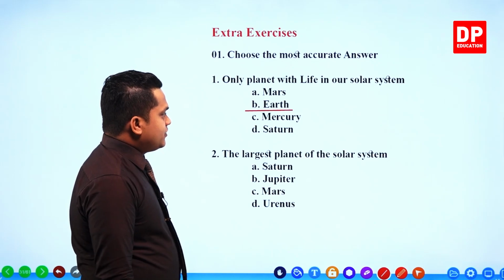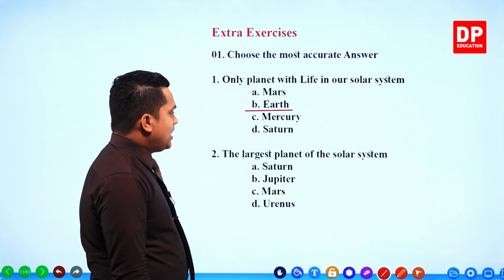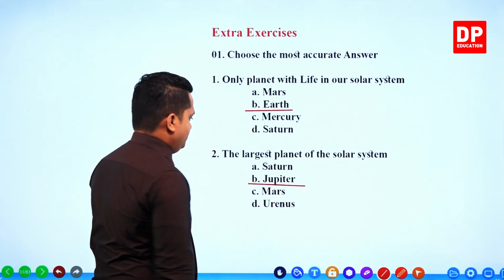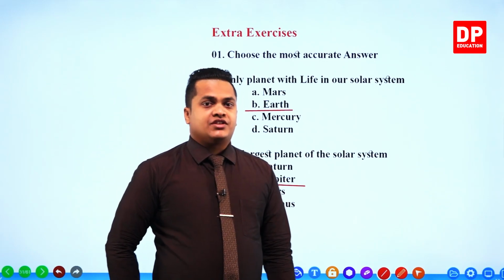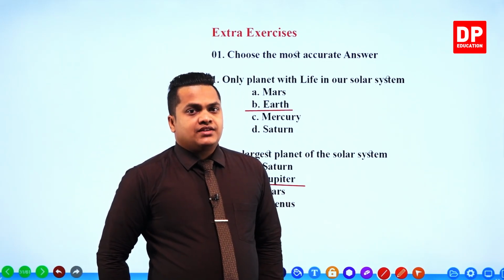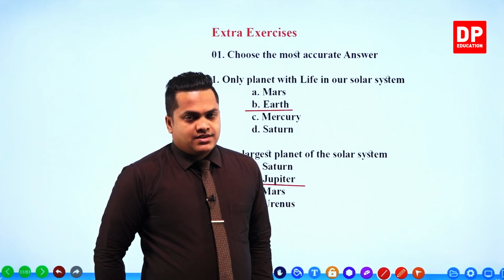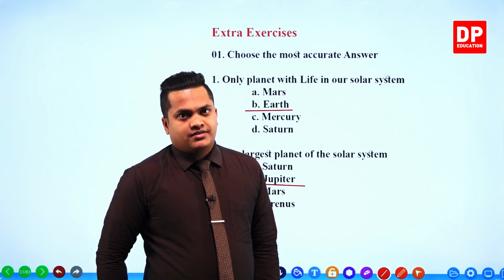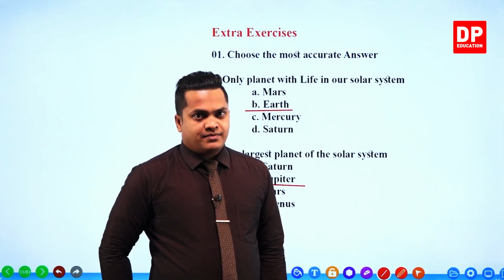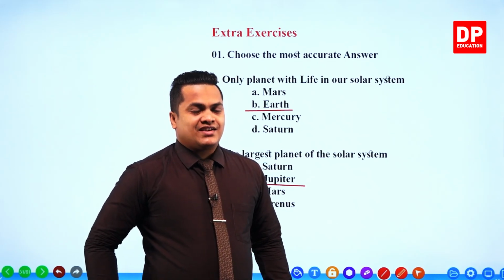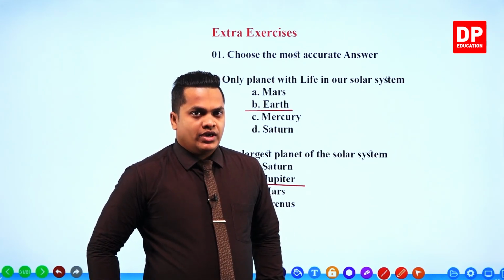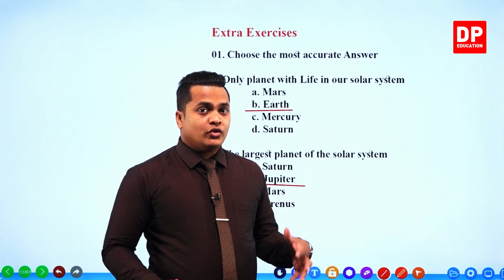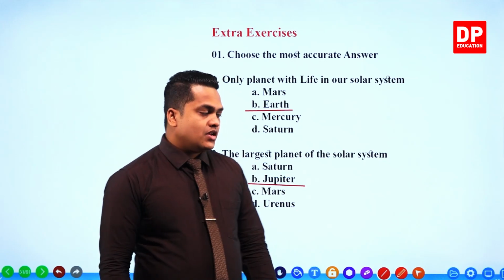The largest planet of the solar system. Very simple. The largest planet of the solar system is planet Jupiter. Jupiter is the largest planet. The second largest is the planet Saturn. Our Earth is the fifth largest planet. First is Jupiter, second is Saturn. So the largest planet in our solar system is Jupiter. Even though it is a gaseous planet, it is the largest one. Right.